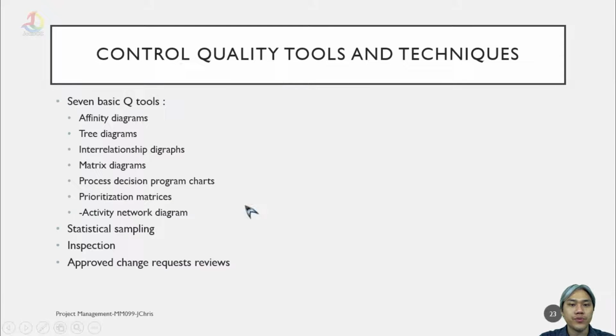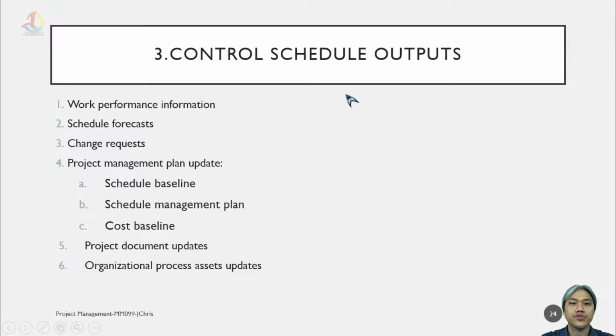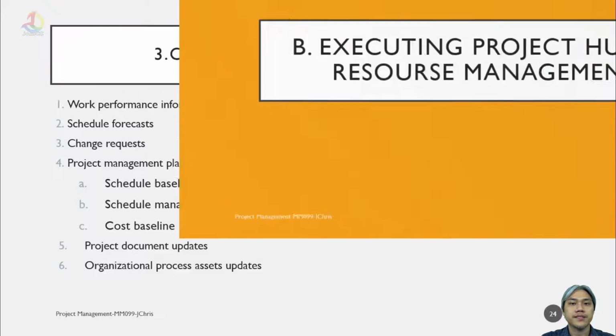You can read the input and output. I'll be talking about the tools and techniques first. The 7 basic quality tools are affinity diagrams, tree diagrams, the interrelationship diagram that we already talked about, matrix diagram, process decision program chart, prioritization matrices, and activity network diagram. We also can use statistical sampling, inspection, and approved change request reviews. The output will be work performance information, schedule forecasts, change requests, project management plan updates, which include schedule baseline, schedule management plan, and cost baseline, project document updates, and organizational process assets updates.